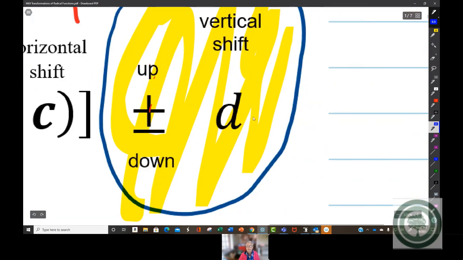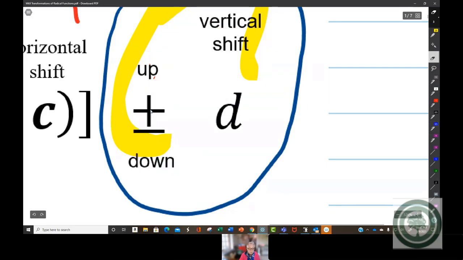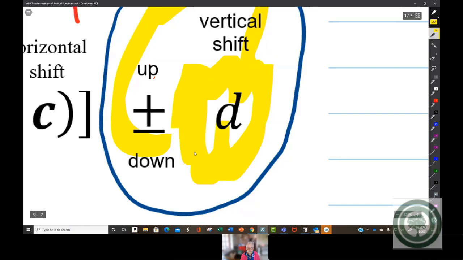Over here, it doesn't matter whether that's a fraction or not. What matters is whether it's being added or subtracted. So a plus is up and a minus is down, just what you would expect.